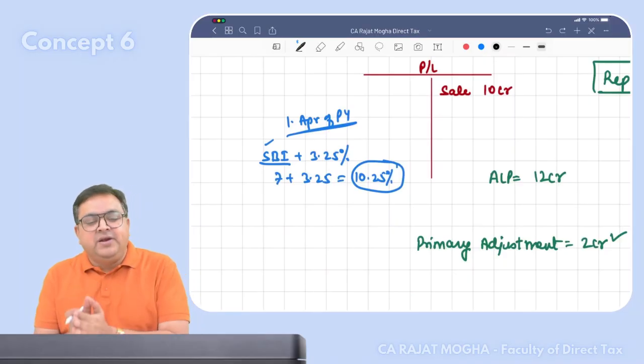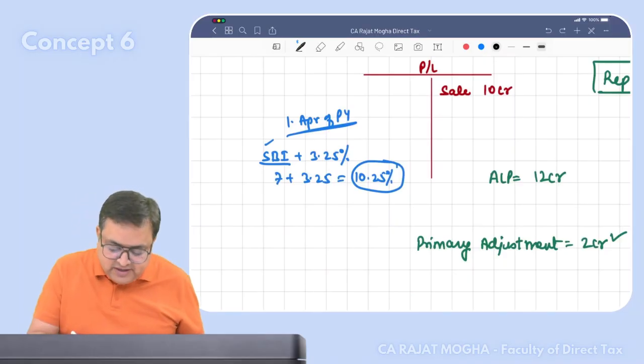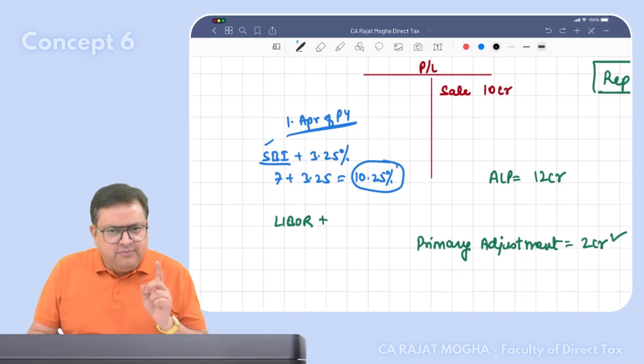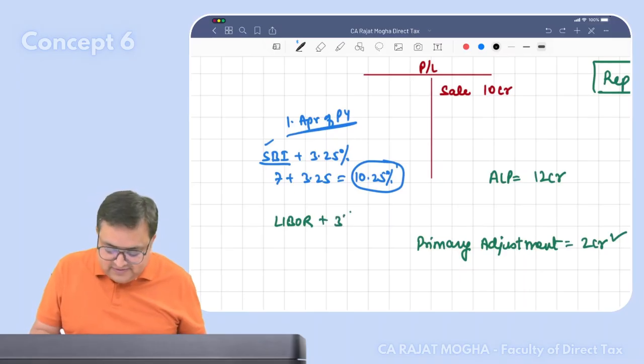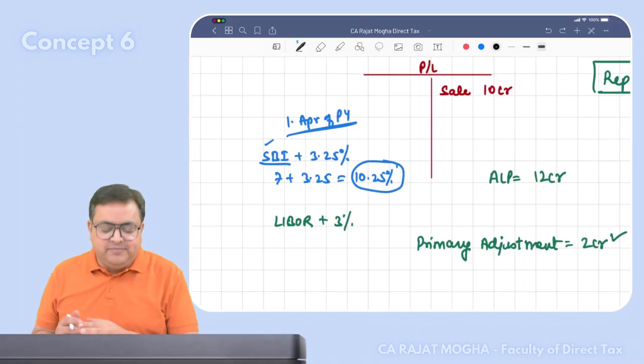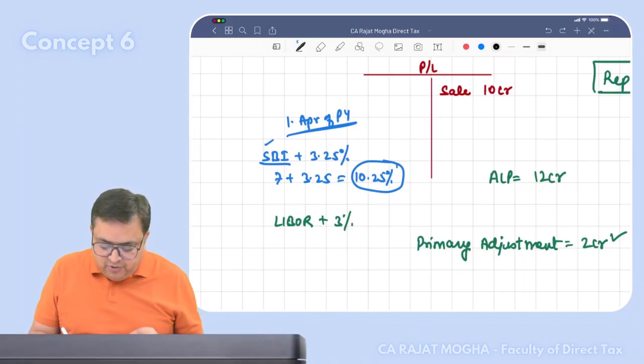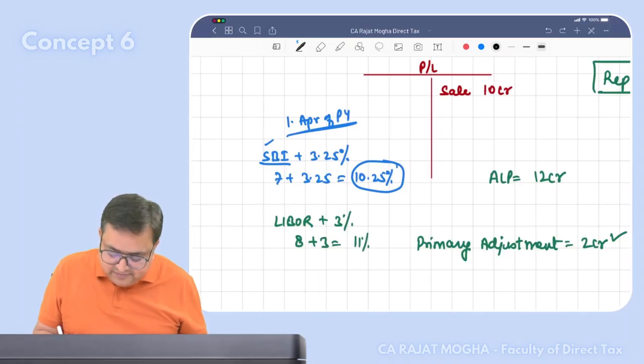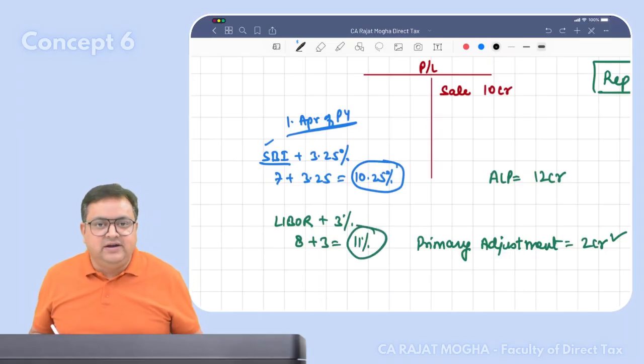And if it is denominated in foreign currency, then you have to take not the SBI rate, you have to take the LIBOR rate, London Interbank Offer Rate. So LIBOR rate plus 3%. Let's say the LIBOR rate is 8. 8 plus 3 becomes 11% per annum. You have to charge this interest, right?